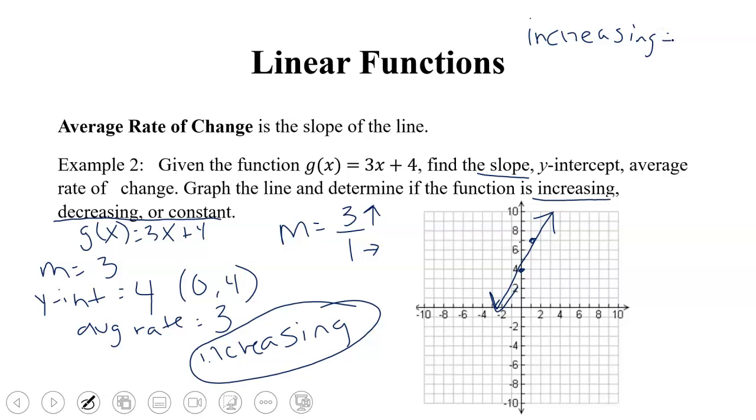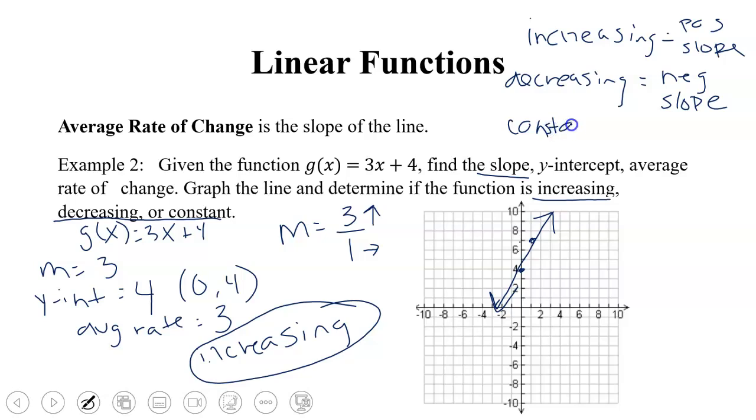Now, with increasing, we'll always have a positive slope. So just look at our slope. It's positive 3, so it's increasing. For decreasing, you will have a negative slope. So if that 3 was negative 3, then our line is decreasing. And for constant, that is like my horizontal line straight across. That's a constant.